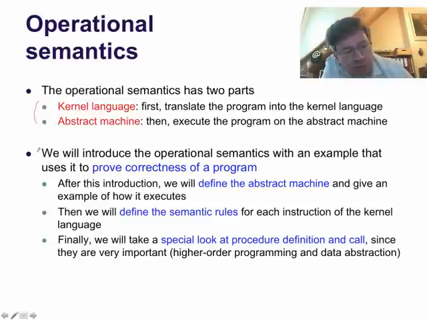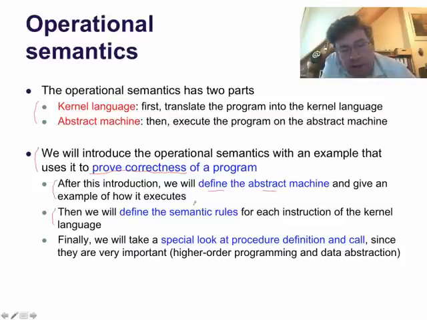And in this lesson, we're going to do several things. We're going to start with an example about how to prove correctness using operational semantics. So we're going to execute the program in the abstract machine and show that some property holds. And then we will have another piece of the lesson where we'll actually define the abstract machine and give an example of how it works.